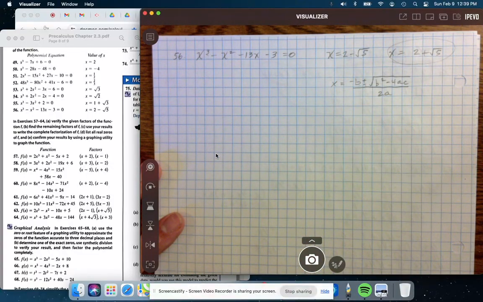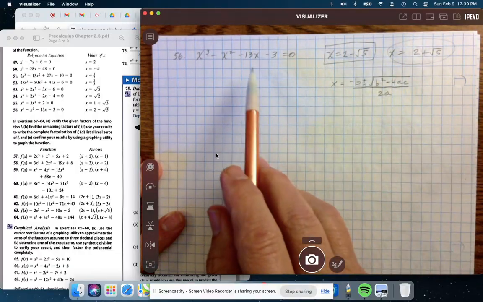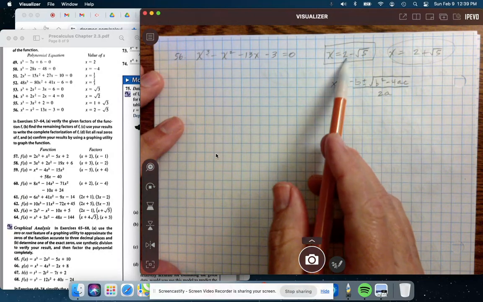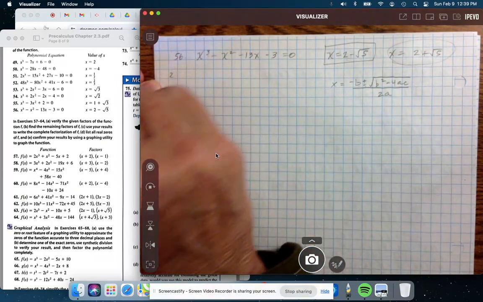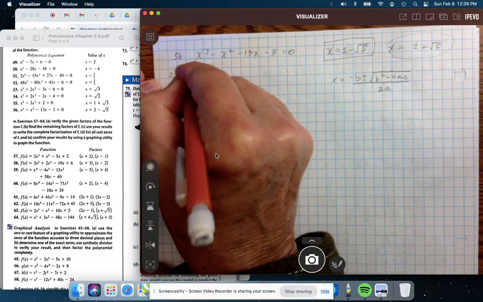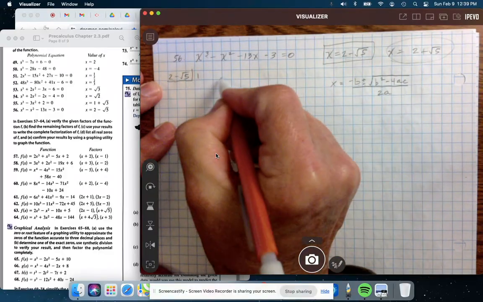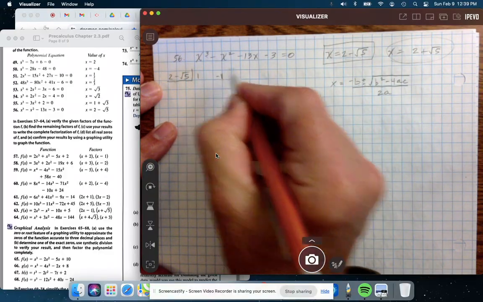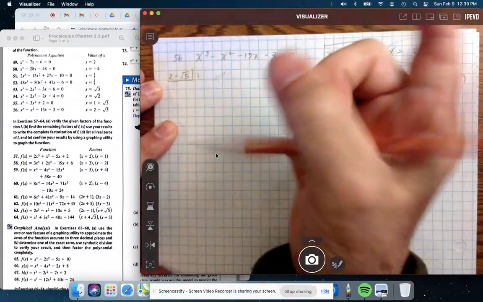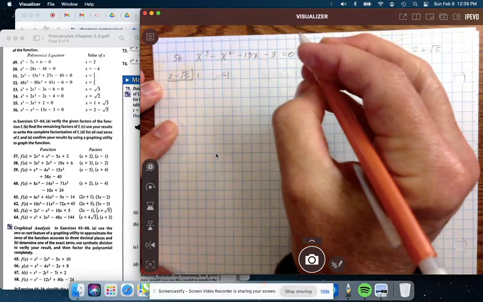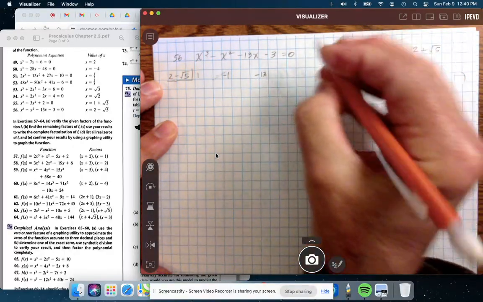So let's go ahead and start with the one they gave us, and we'll do division. We're supposed to show that this is a 0 through synthetic division. So I put 2 minus the square root of 5 in the box, and the coefficients are 1, negative 1, negative 13, and negative 3. I'm going to leave myself a little more room here than normal because of the square root expression.